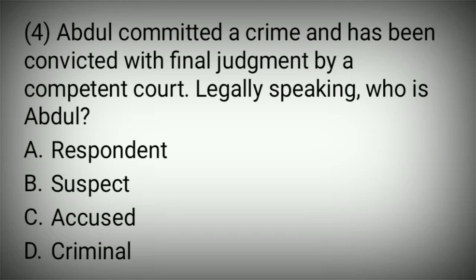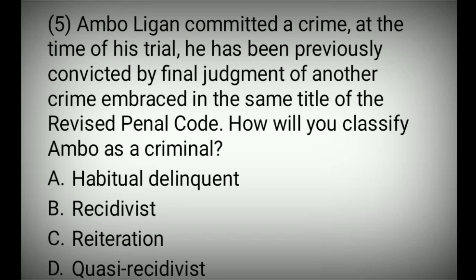Number 5. Ambo Ligan committed a crime. At the time of his trial, he has been previously convicted by final judgment of another crime embraced in the same title of the Revised Penal Code. How will you classify Ambo as a criminal? Letter A, habitual delinquent. Letter B, recidivist. Letter C, reiteration. Or letter D, quasi-recidivist.